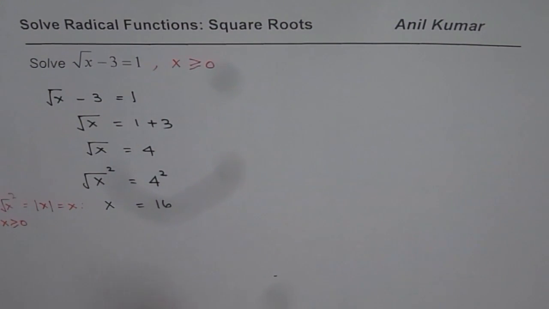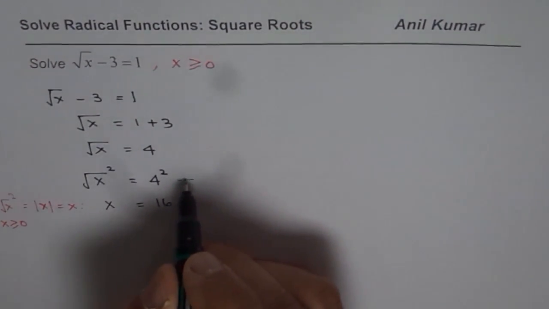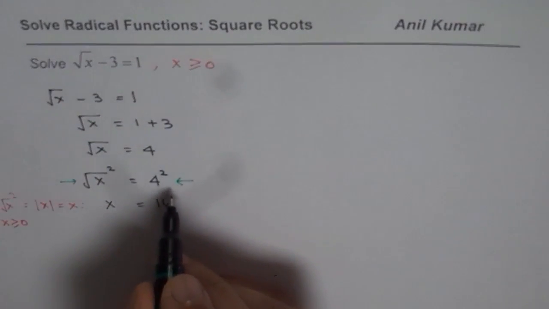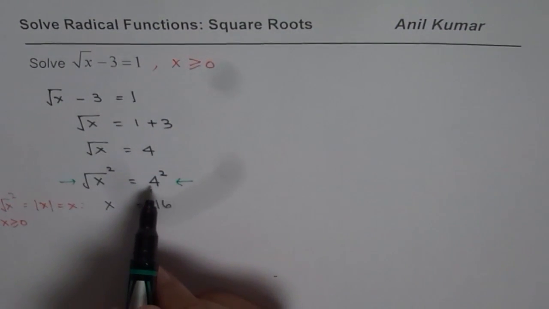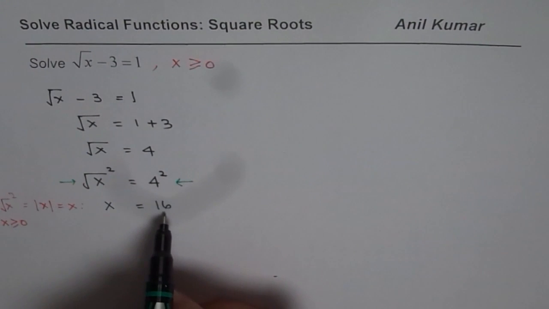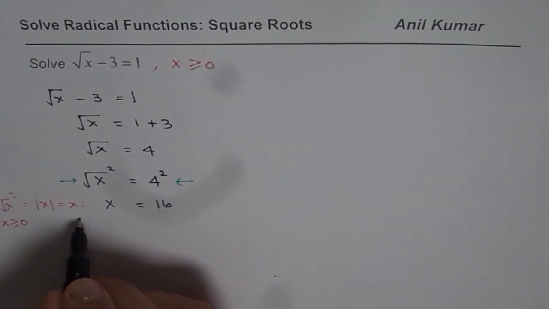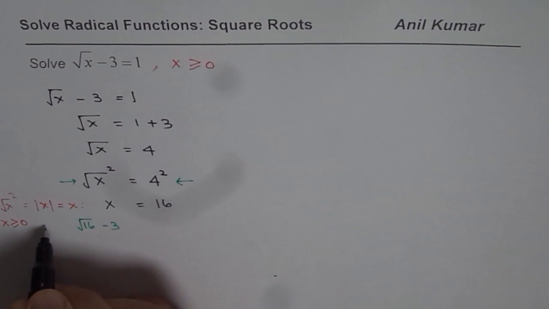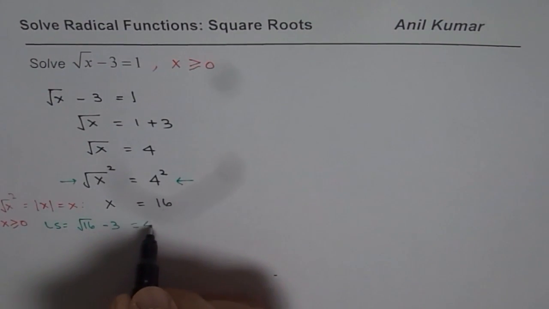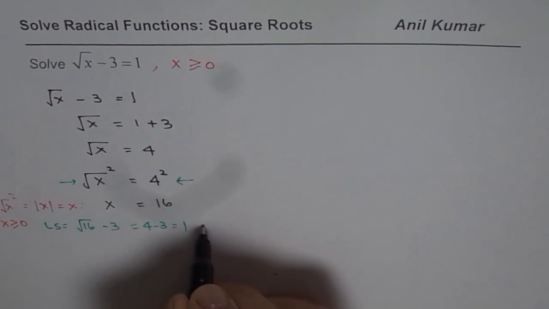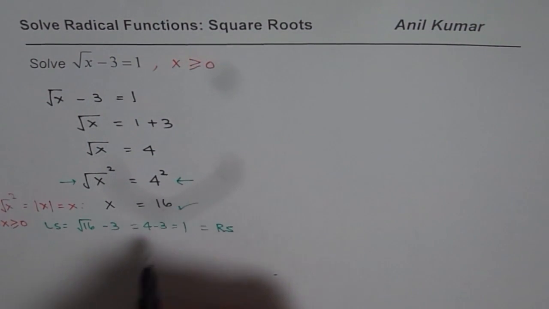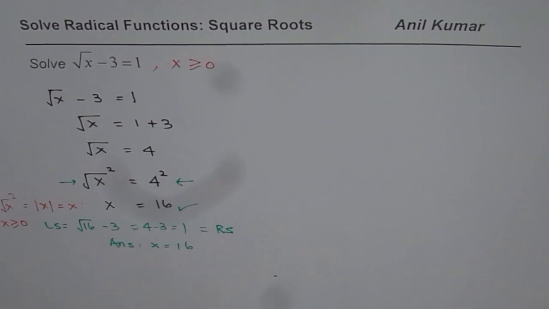Now, whenever you solve equations involving square root functions, you should check your solution. The reason is that when you square both sides at this stage, you may incorporate errors, right? Squaring a negative number will give you a positive number also. So if I substitute 16 back, I get square root of 16 minus 3. This is my left side, which is 4 minus 3, indeed 1. And since it is equal to the right side, we know our solution is correct. Now we can write down our answer as x equals 16. It is necessary to always check your solution.